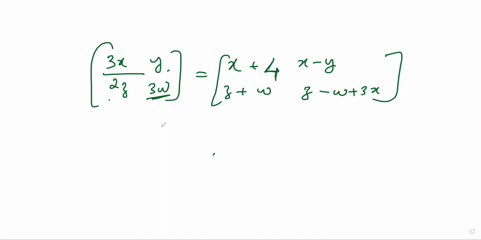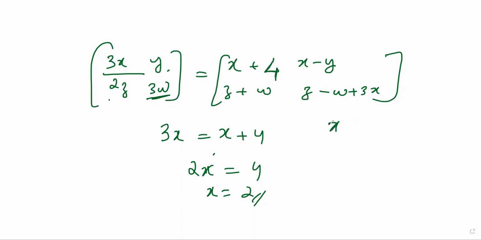So if it is x plus 4, you will get the answer first. 3x equal to x plus 4, 2x equal to 4, x equal to 2. Then when x equals 2, you know x minus y equals y, so x equals 2y. So y you will get as 1. Then the remaining portion you can solve.